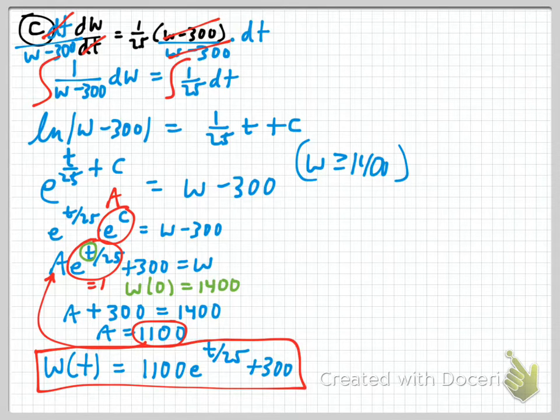Find the particular solution with initial condition. Yeah, that's it. Okay. And so there you go. All right, and so that's it. A, B, and C.